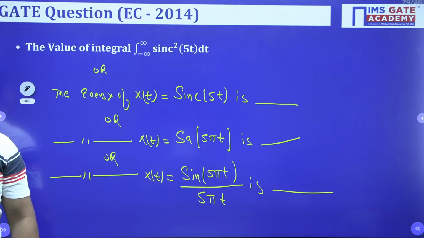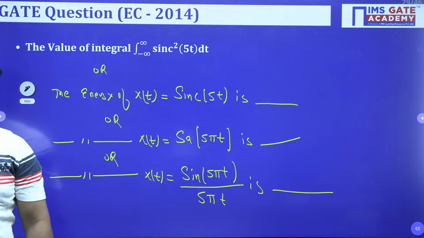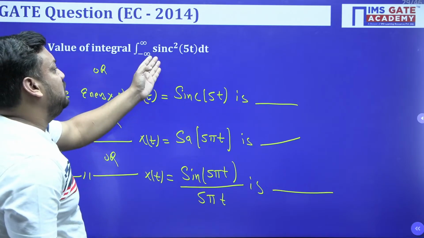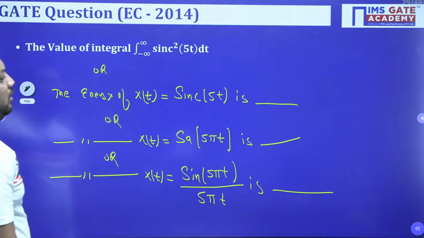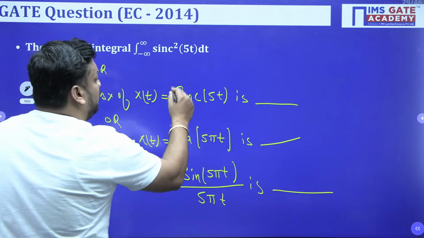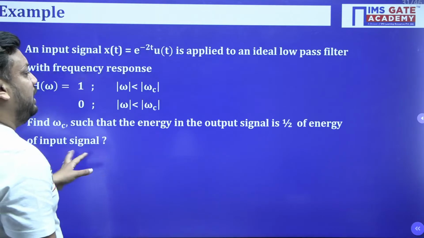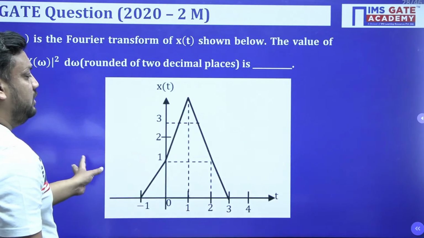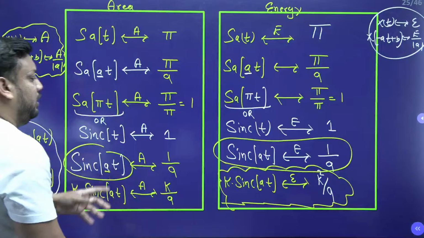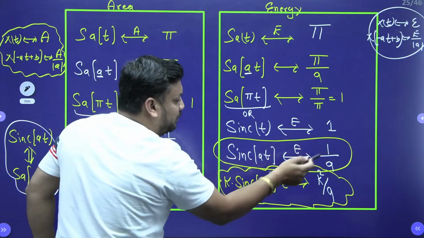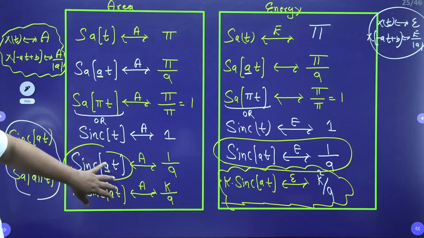अरे बेटा वैदेही, what you are doing beta? A simple question beta. Don't you think it is asking for sinc of 5t energy? Sinc of at energy is 1 by a. क्या कर रहे हो बच्चों, क्या कर रहे हो यार?